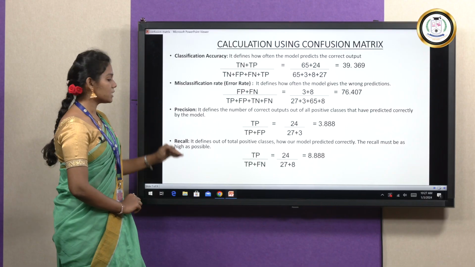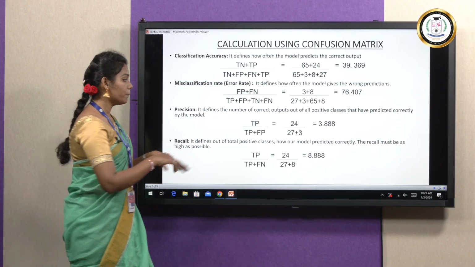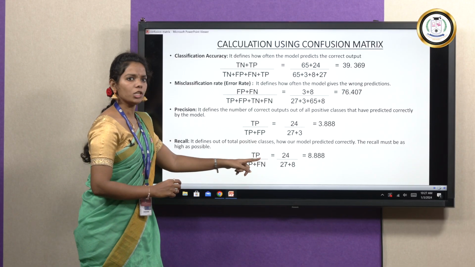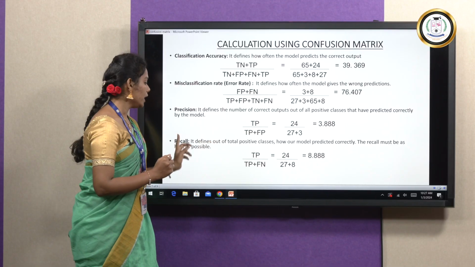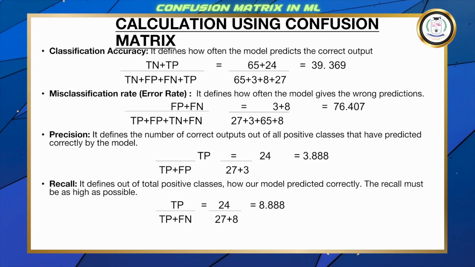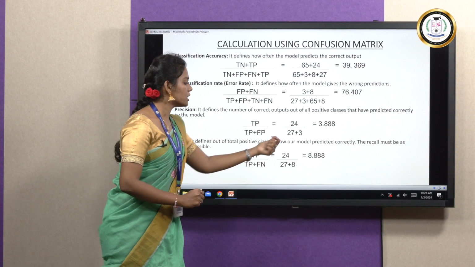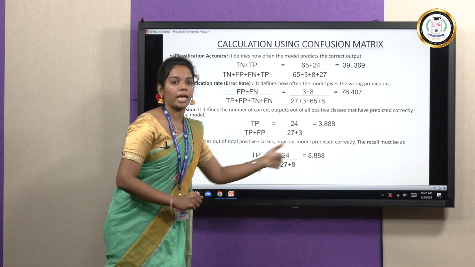Okay, and the next is my recall. It defines out of all the positive classes, total positive means if it is false positive, it is not totally positive. So here we have included only TP divided by, however, the predicted correctly, the recall must be as high as possible. So predicted correctly means it must be true positive plus false negative. So that is equal to 24 divided by 27 plus 8, that is 8.88.